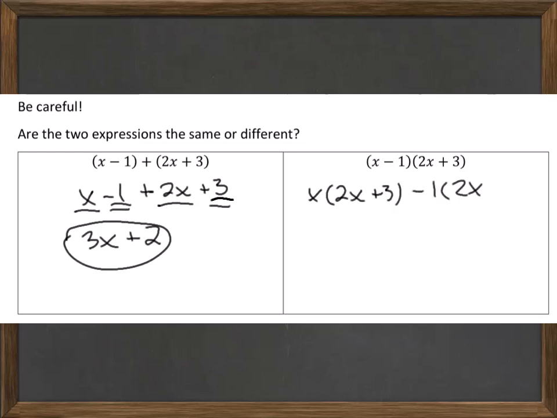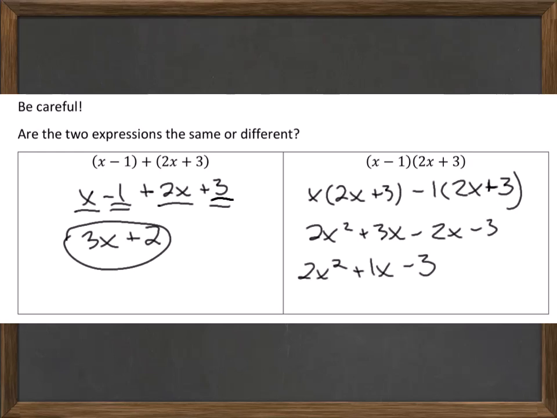And again, I'm using the distribution method. So it would look something like this. You get 2x squared plus 3x minus 2x minus 3. Again, combining our inner terms, we get 2x squared plus x minus 3. So notice they are very, very different from one another.